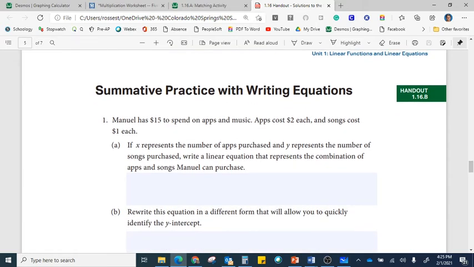So read everything. It says Manuel has $15 to spend on apps and music. All right, so right there I'm going to put it in there: apps, music.